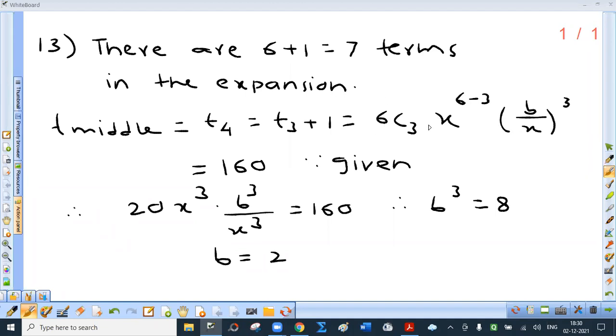Here n equals 6. The first term is x, the second is b upon x. But that is given to be 160, so we write an equation. Now 6C3 is 6 factorial upon 3 factorial into 3 factorial, which comes out to be 20. Into x cube into b cube upon x cube is 160. So b cube equals 8. So what is b? b is nothing but 2.